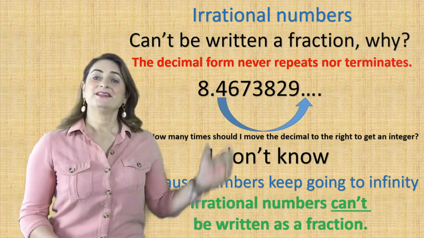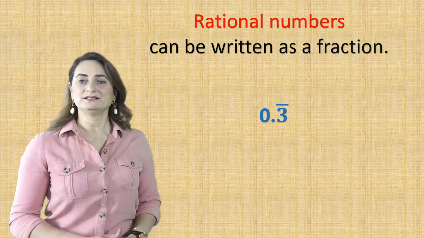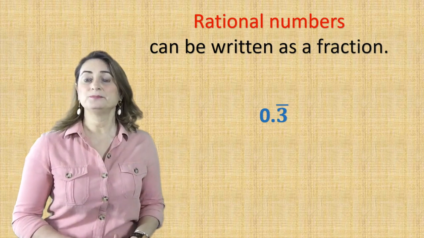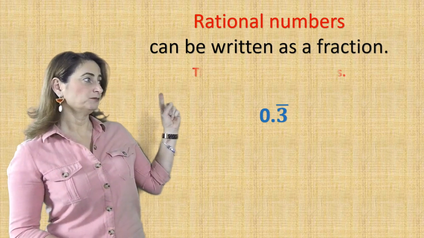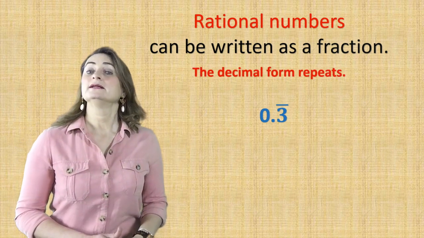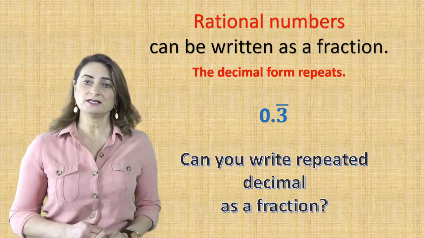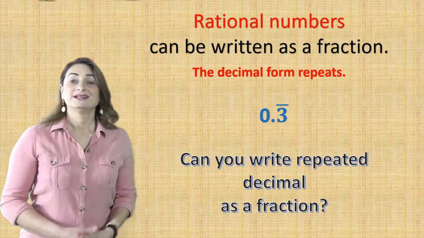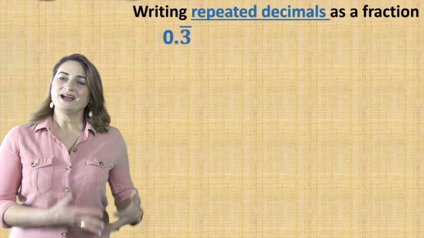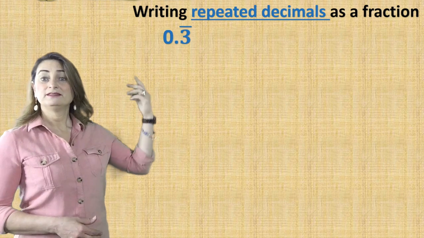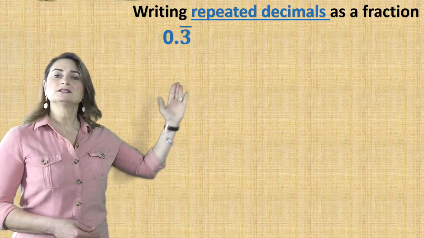But we said that rational numbers can be written as a fraction. So here's an example, 0.3 repeated. This is a rational number because the decimal form repeats. So how can you write a repeated decimal as a fraction? Now let's practice writing this repeated decimal as a fraction. 0.3 repeated. This is a rational number because it repeats.